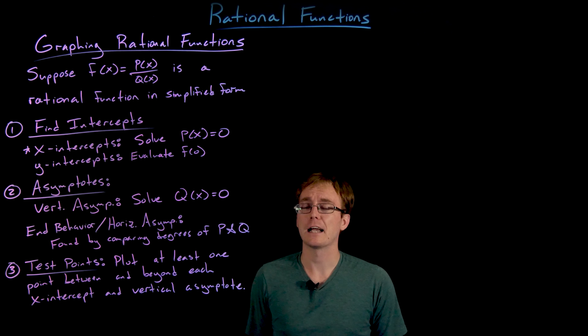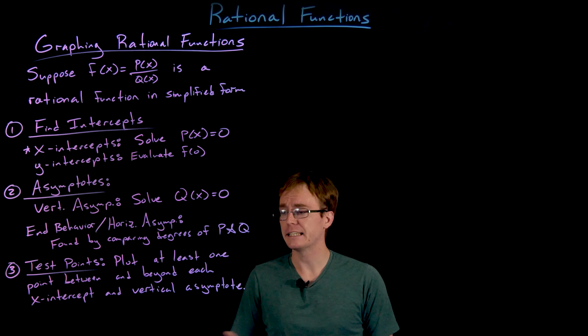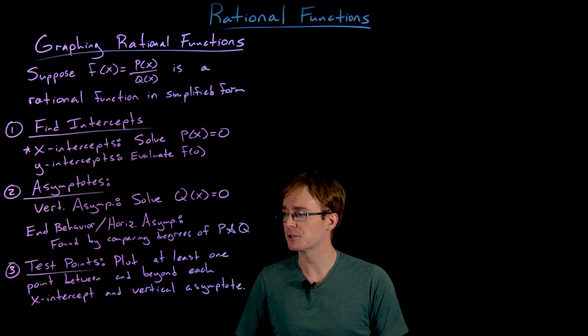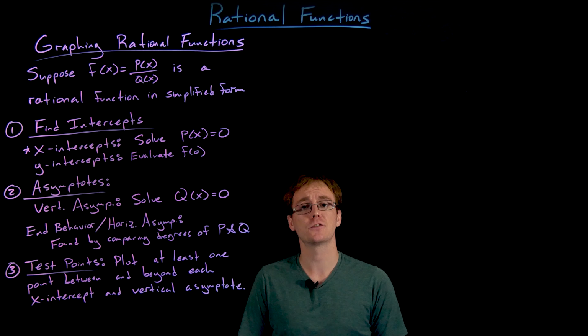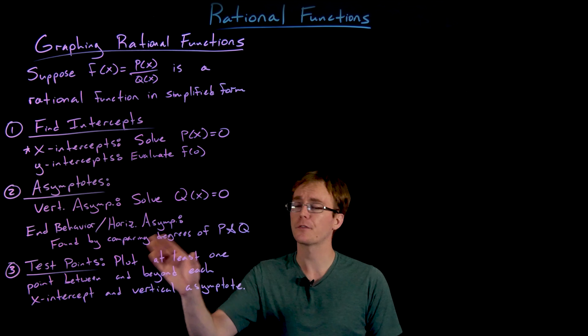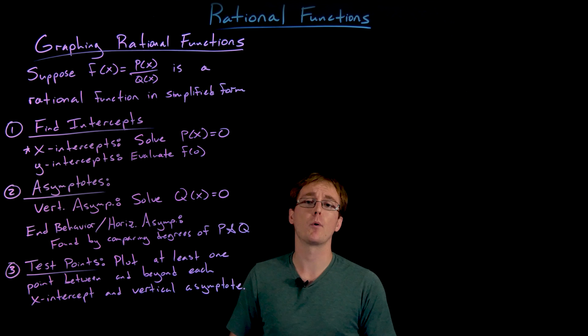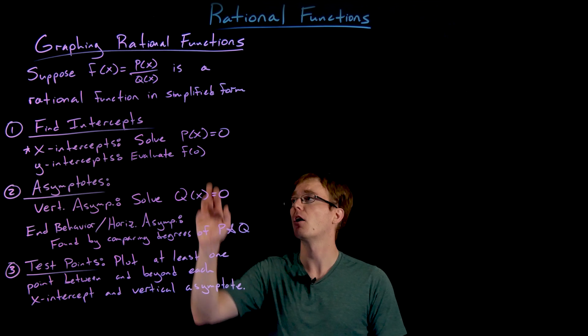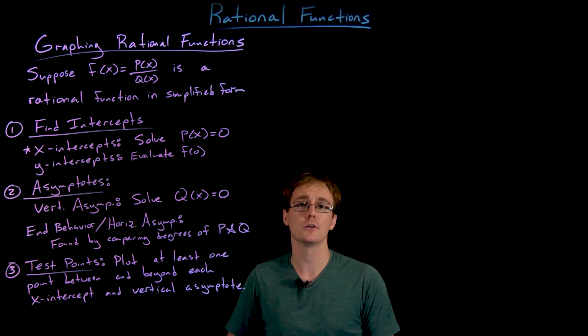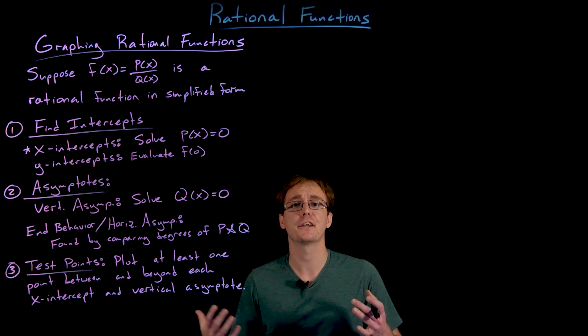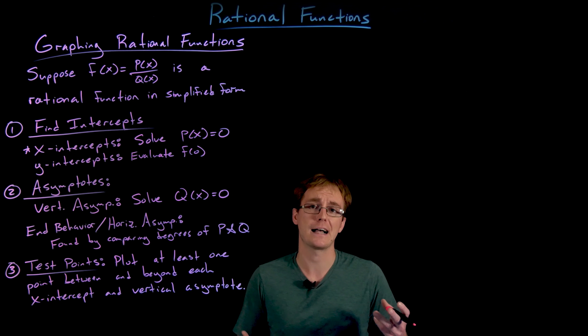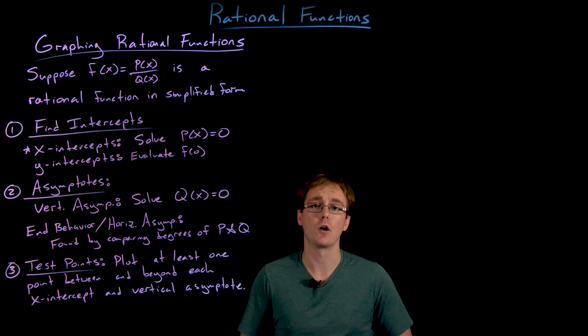And so we're going to pick an x value between and beyond each of our x-intercepts and vertical asymptotes, plug those test x values into our function, plot the corresponding points, and with those points on our graph, in addition to our x-intercepts and our asymptotes, we'll be able to put everything together and figure out how we approach these vertical asymptotes and the end behavior of our function.